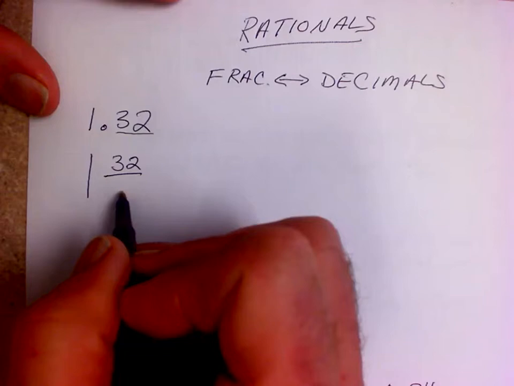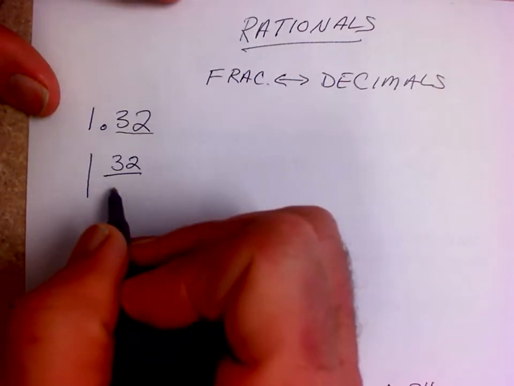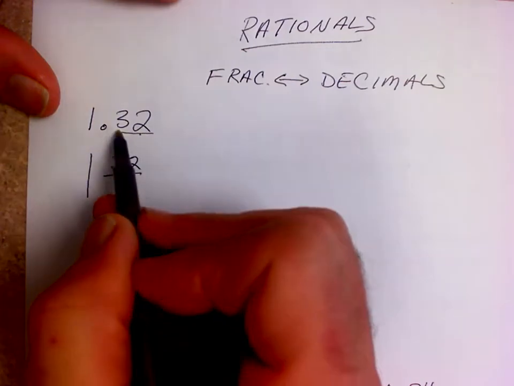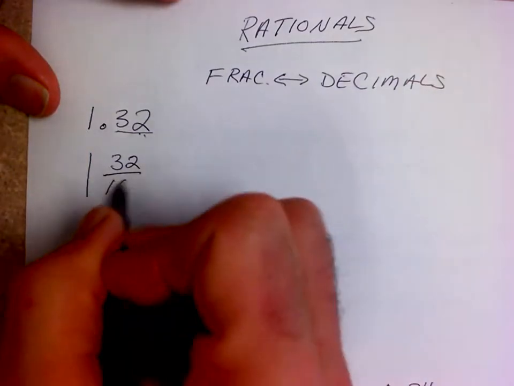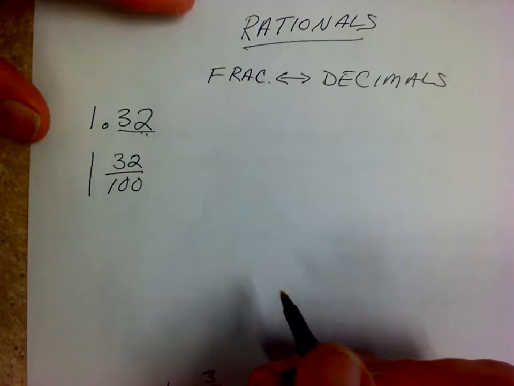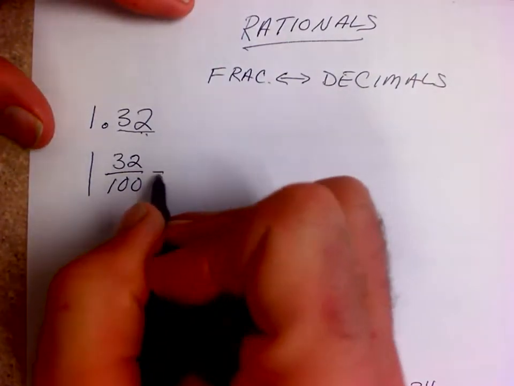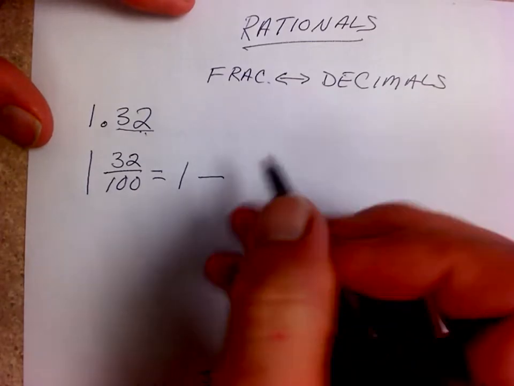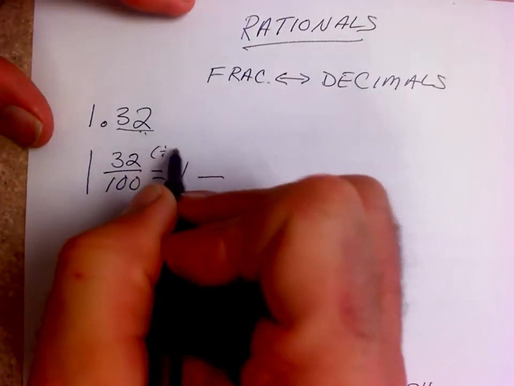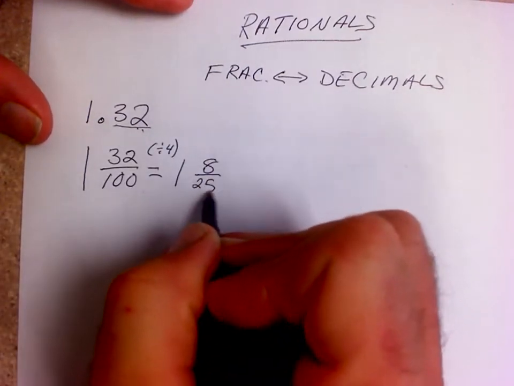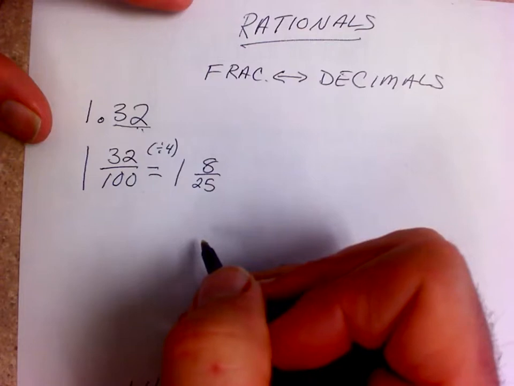Now we need a denominator. Our denominator is based on place value. So the last possible place value we have here is the hundredths place. So we will use 100 as our denominator. Okay, so we have 1 and 32 hundredths. As always with fractions, we want to make sure this is reduced to lowest terms. So we can go ahead and divide both of these by 4. That will give us 1 and 8 over 25.